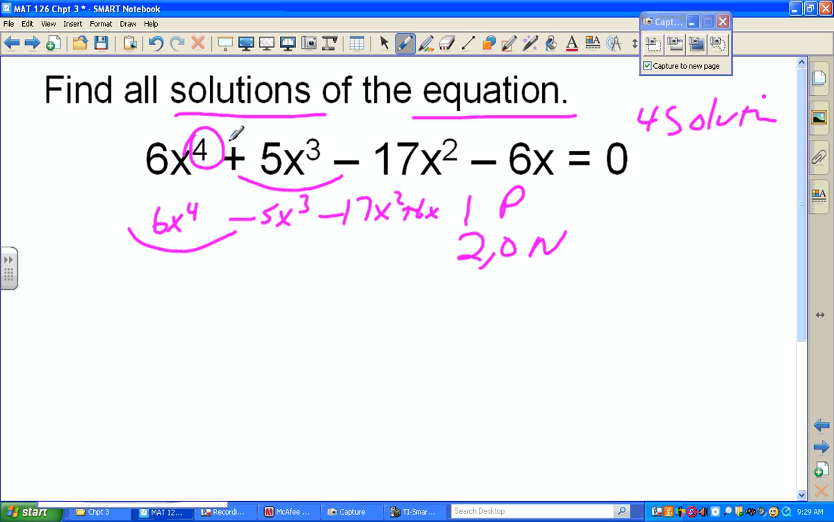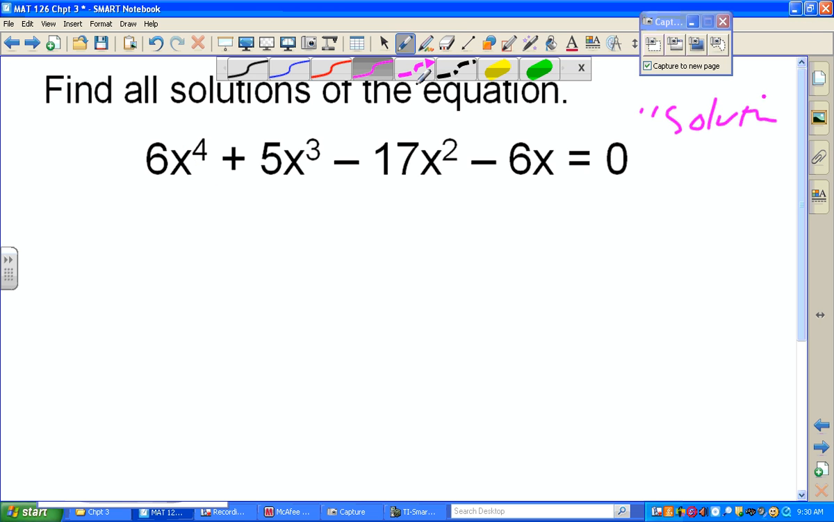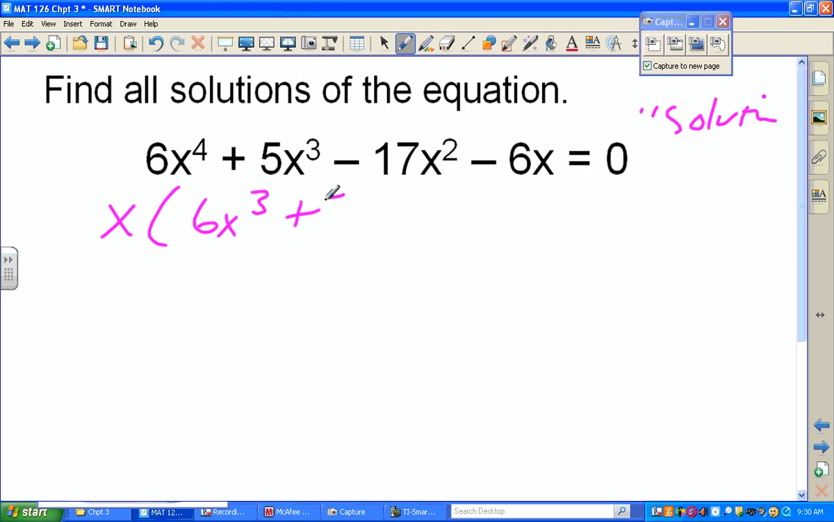Either way, if you're going to the 4th order, wait a minute, that can't be right. Oh, I see the problem. Descartes' rule of signs doesn't work on this one. Not yet. What's one of the factors first? x. Now it works because you have to have a constant term for Descartes' rule of signs. Write that down.